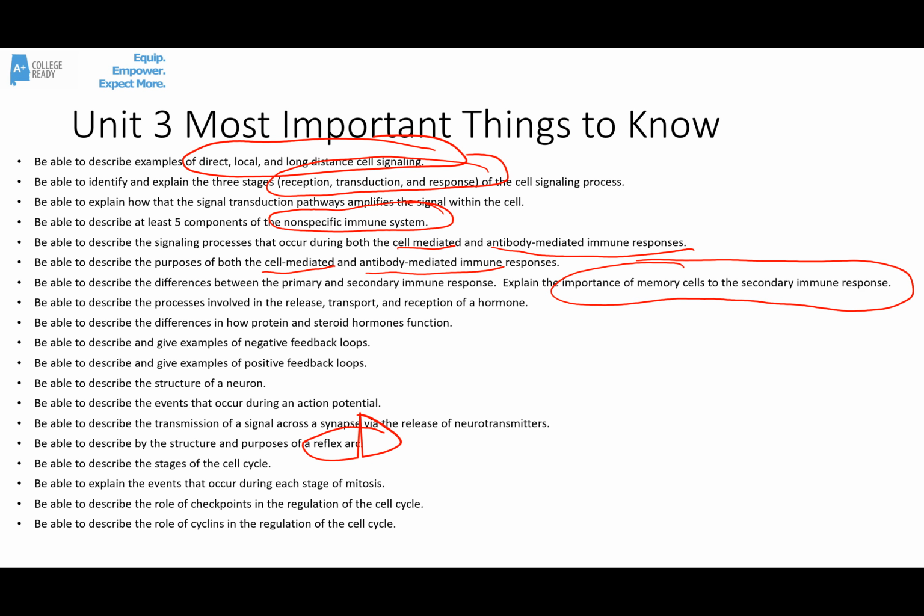This unit also goes a bit into the cell cycle, so you need to be able to describe the stages of the cell cycle, the events that occur during each stage of mitosis, the role of checkpoints in regulating the cell cycle, and finally, the role of cyclins in the regulation of the cell cycle. So those are the major topics from Unit 3. Make sure that you can do all of those things. That pretty much covers Unit 3.